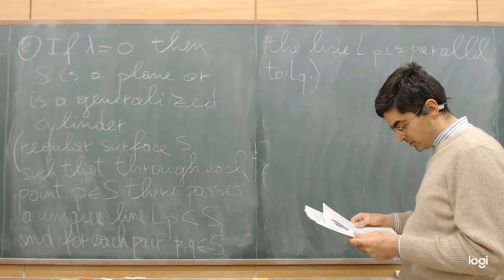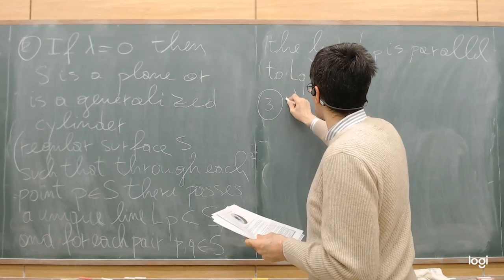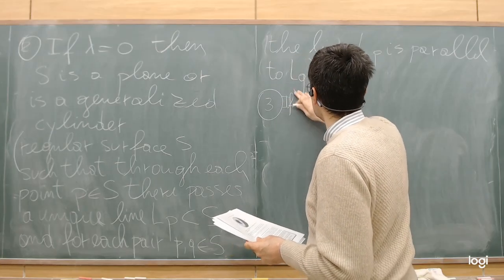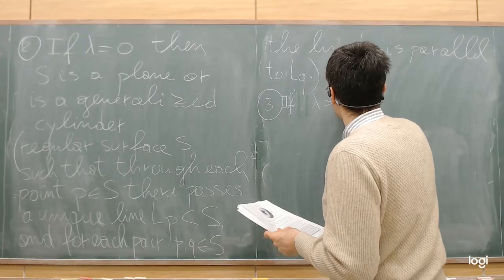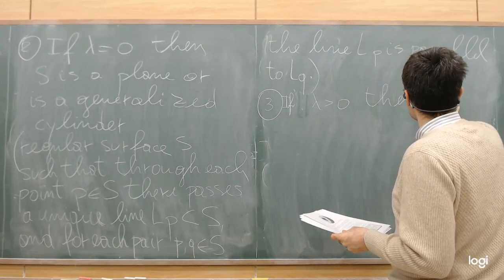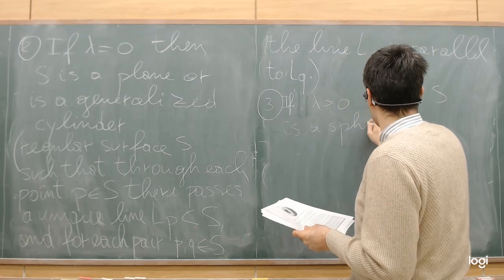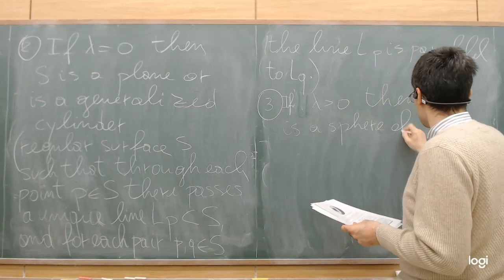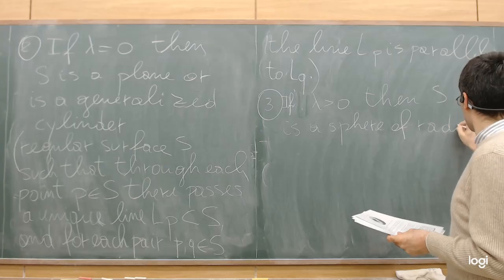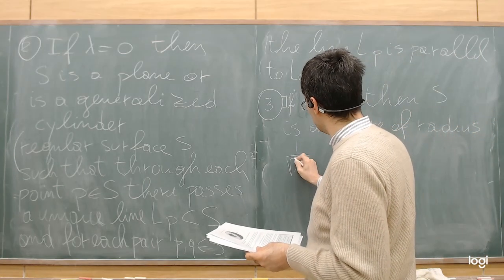And now the statement number 3. If lambda is positive, then S is a sphere of radius 1 over square root of lambda.